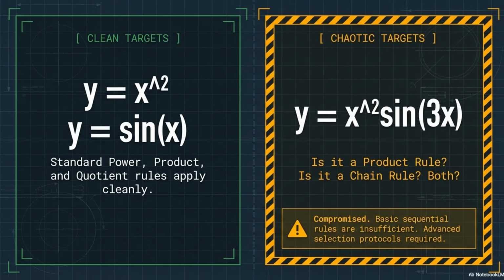Up to now, you've engaged clean targets, where standard power, product, and quotient rules apply seamlessly, like y equals x squared or y equals sine of x. However, you will encounter chaotic targets out in the field, such as y equals x squared times sine of 3x. Basic sequential rules are completely insufficient when faced with these combinations. You must determine if it requires a product rule, a chain rule, or both, which demands advanced selection protocols.